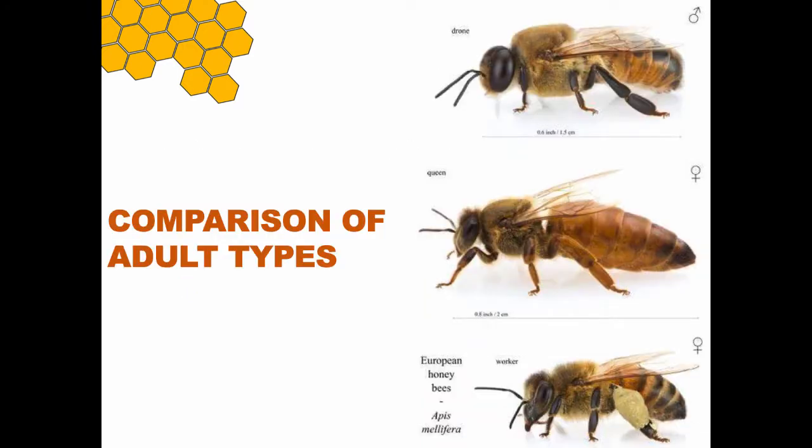So before we jump into workers full stop, let's just take a look real quick at the castes that we're looking at. We've got a drone, a queen, and a worker. And as you can see here, in general, the queen and the worker do look very similar. The major difference we see between the two is just that a queen is going to be larger.